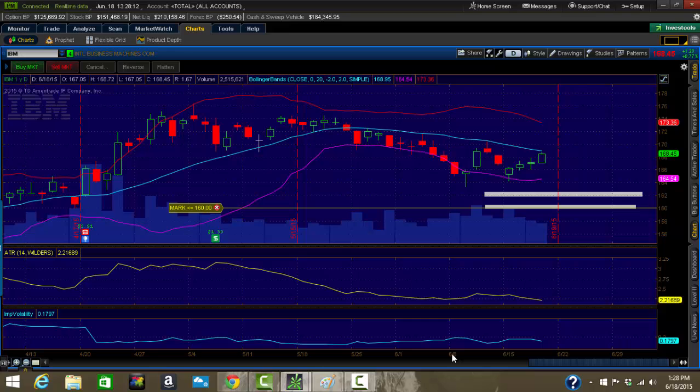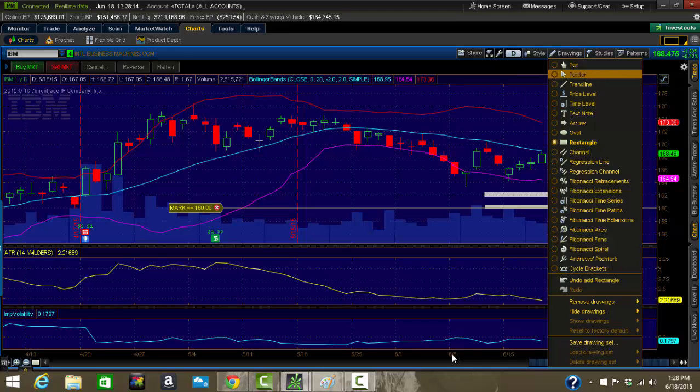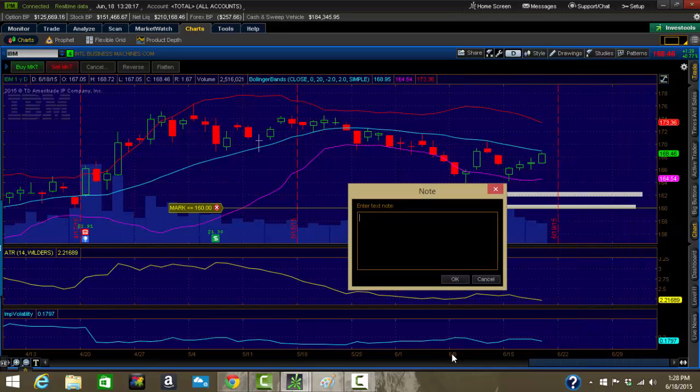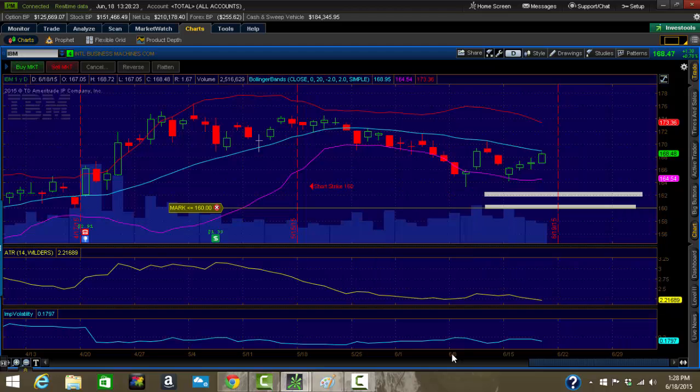I'm also going to come up here where it says drawings, create a text note, and type in right here, short strike 160, just to remind me on my chart as I'm going through them. It gives me a quick visual reminder.